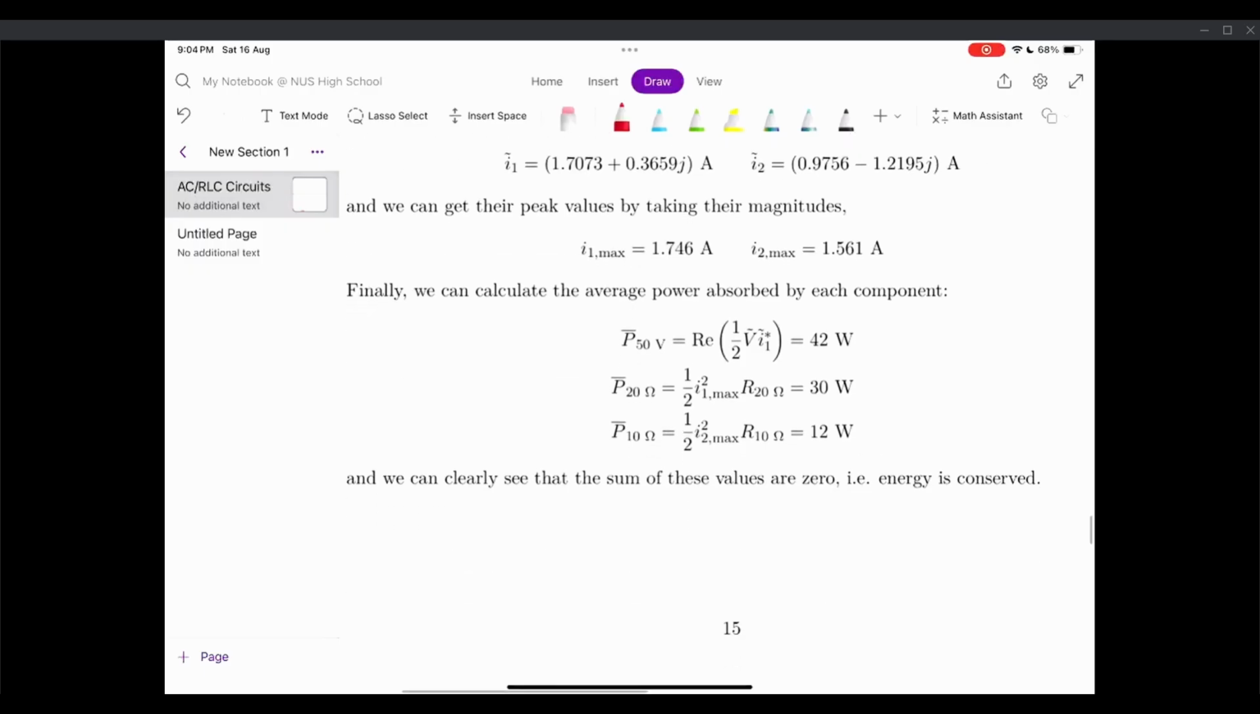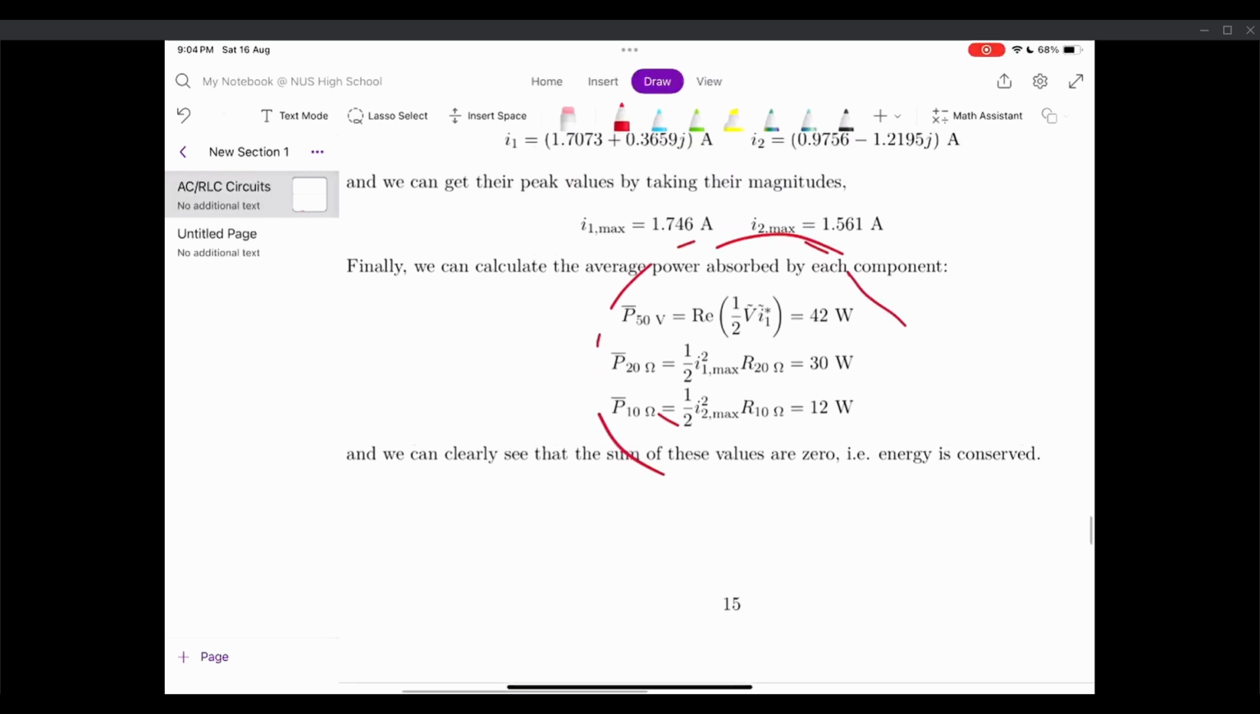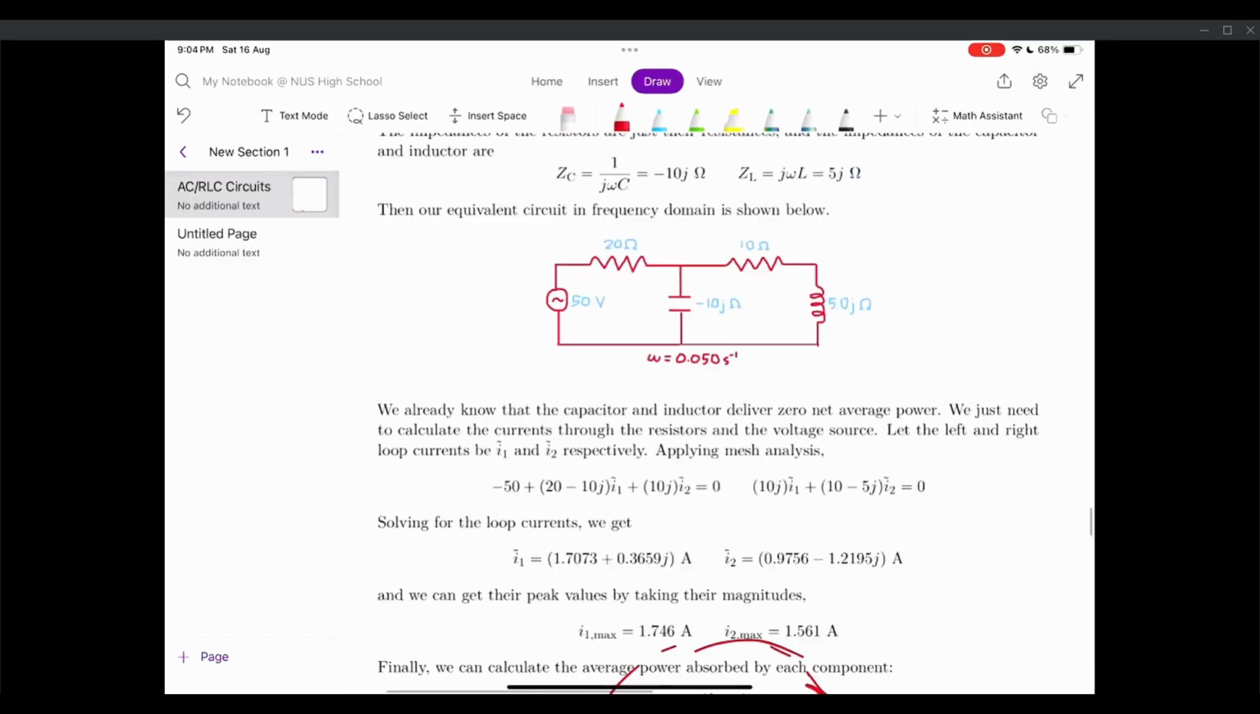And from there, you can finally get the average power absorbed by each component. So you can calculate it, and you can verify that this equals this plus this. Your energy is conserved. Done. So that's basically the whole question now.